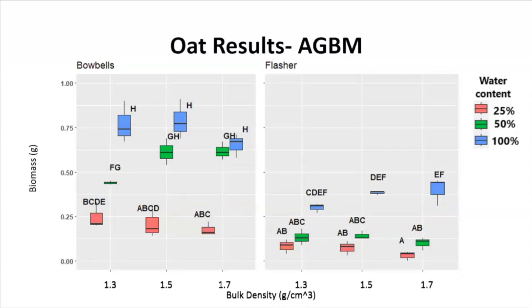We'll move on to above ground biomass. This is for the oats. Our x-axis and our groupings will stay the same. However, our y-axis is now biomass in grams, and that was dried down. And in the oats, I think it's important to note that water content suddenly becomes very much more important, where each of these groups is more related to the water content than it is to the bulk density. So even at this higher bulk density, with this higher water content, we've still got above ground biomass being established.